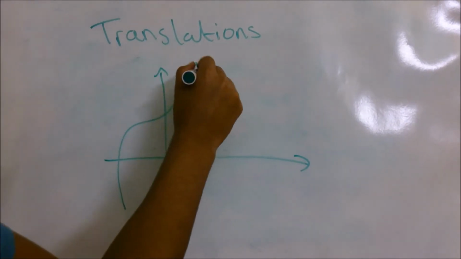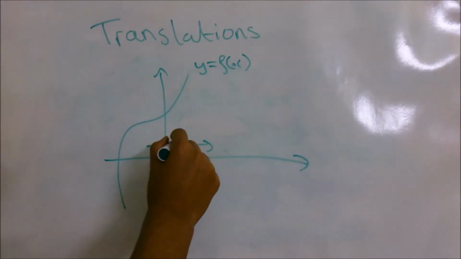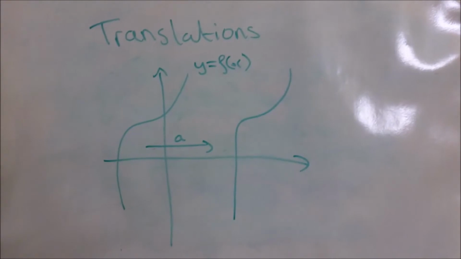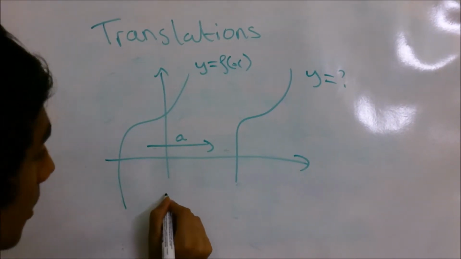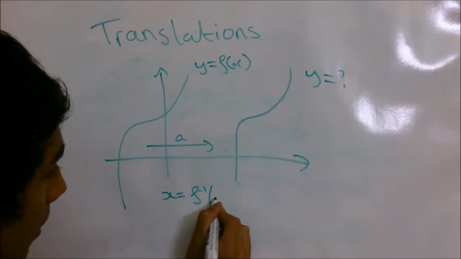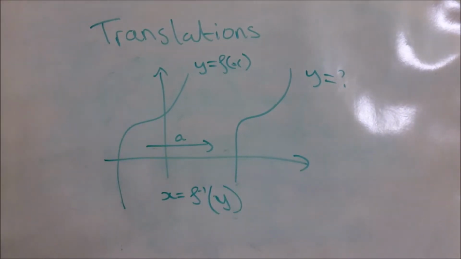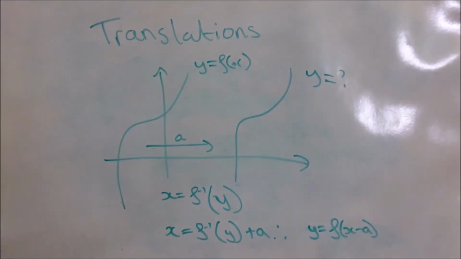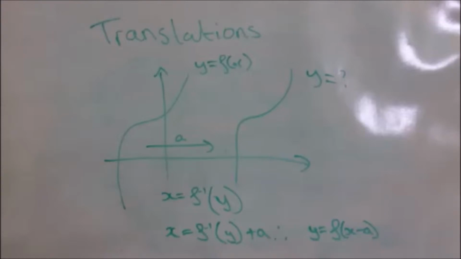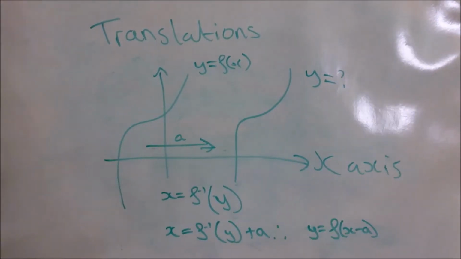Let's take the function f of x, so it can be any line, and we move it across the x-axis by a, thus creating a new graph. What is the equation of the new graph? We do exactly the same thing. To make x the subject, we get the inverse function of y. The power of minus 1 indicates it means reverse. Then we add on the a, rearrange, thus we get the equation y equals f of (x minus a). This is used for translations across the x-axis.